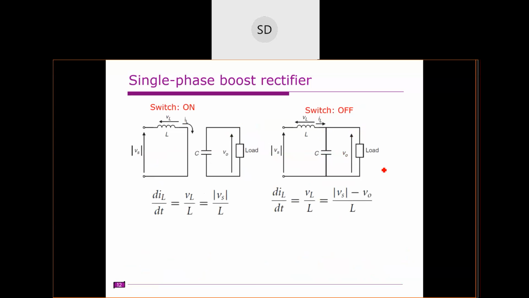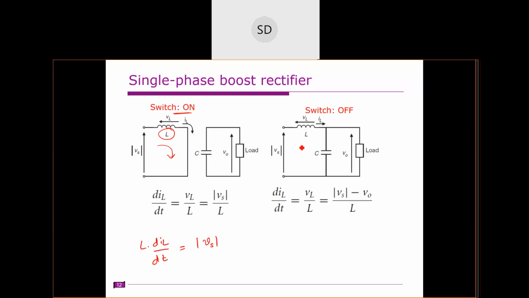Now come to the actual equations. Let us assume that the switch is on. This is the equivalent circuit. Now we are finding the rate of change of the inductor current. This is L. If we apply KVL inside this, we can write L into diL by dt equal to mod Vs. Agree?